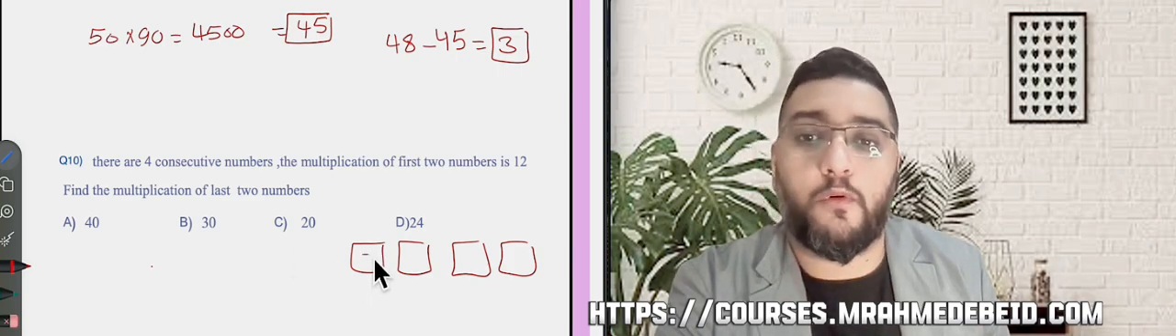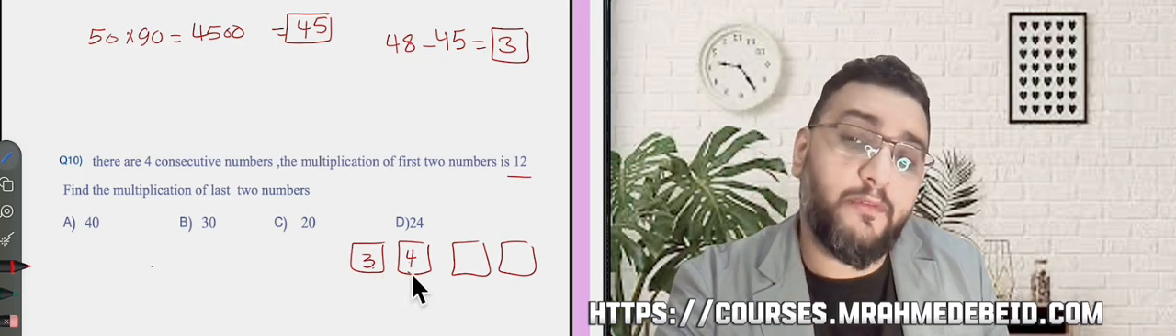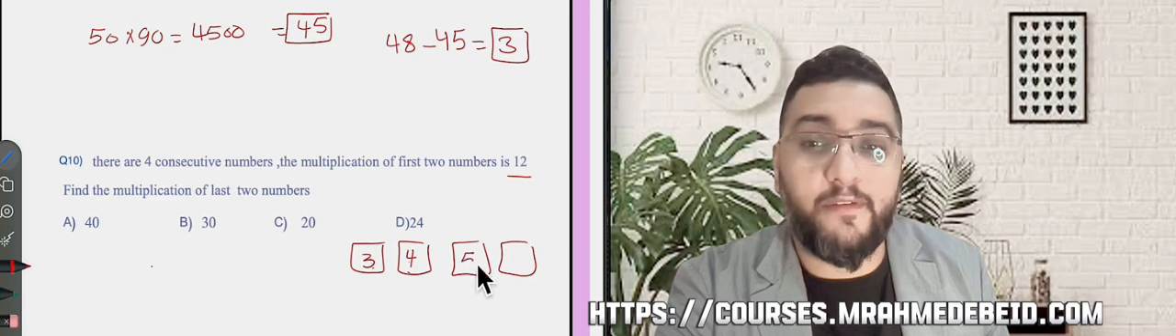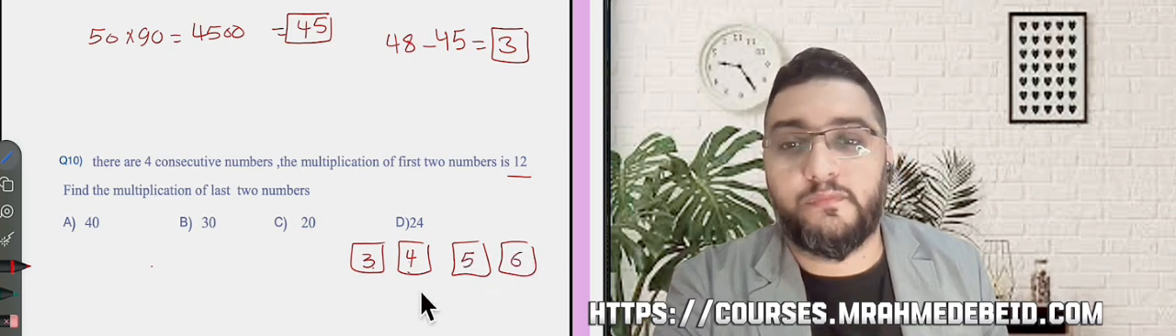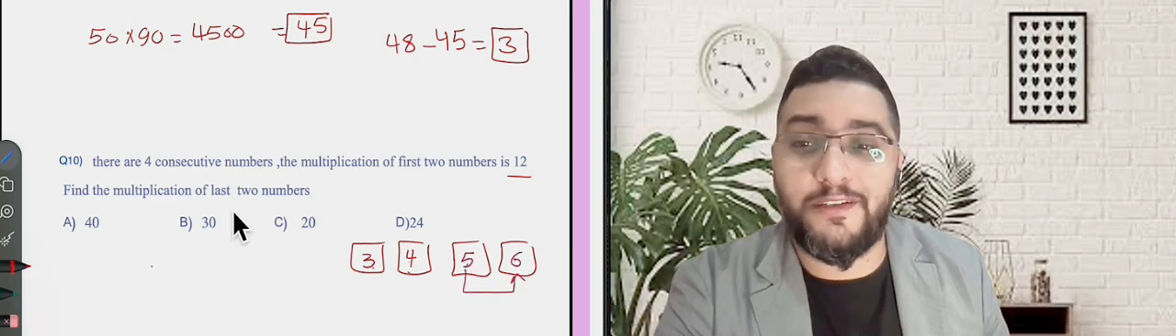We have 3 and 4. 3 times 4 equals 12. So this is 3, this is 4, and because we have consecutive numbers, the next are 5 and 6. So the multiplication of the other 2 numbers is 5 times 6, which equals 30.